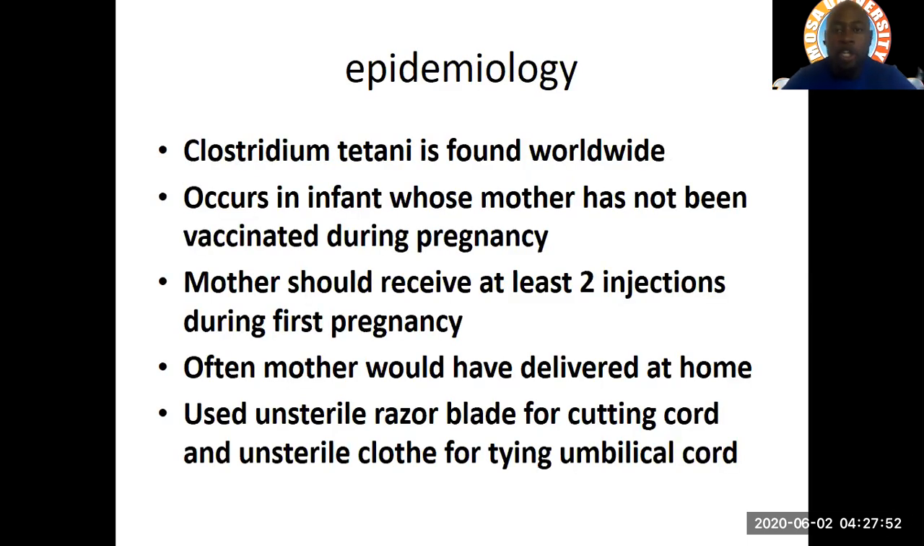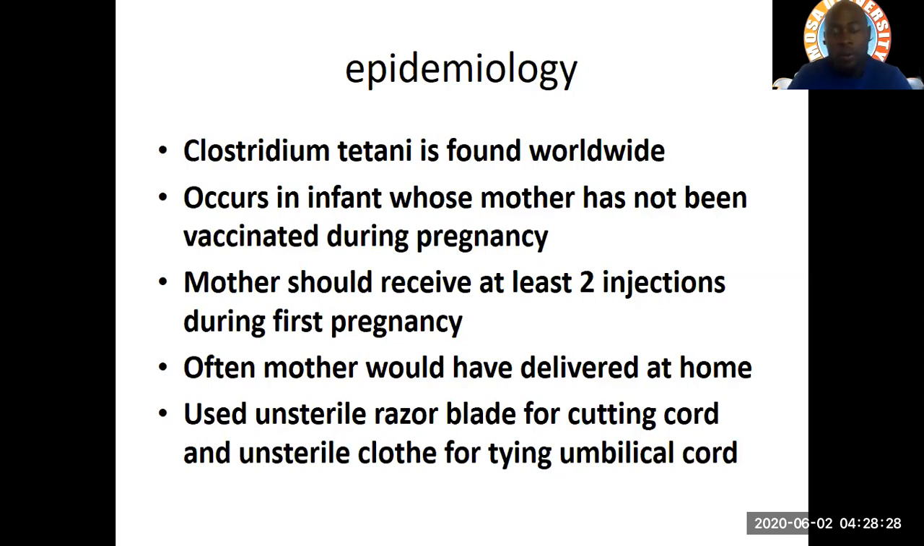Let us look at the epidemiology of tetanus. Clostridium tetani is found worldwide, but it is more common in infants whose mothers have not been vaccinated during pregnancy. When a woman is pregnant, during antenatal care we give at least 2 injections. If this woman did not get injected with tetanus toxoid, the child is at a higher chance of having tetanus when born.